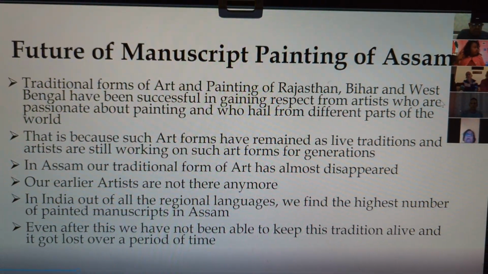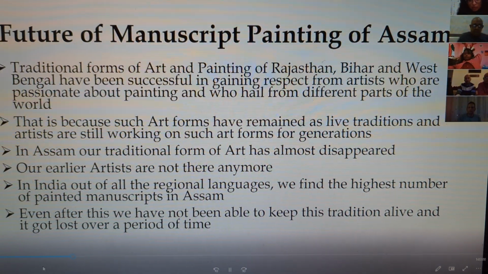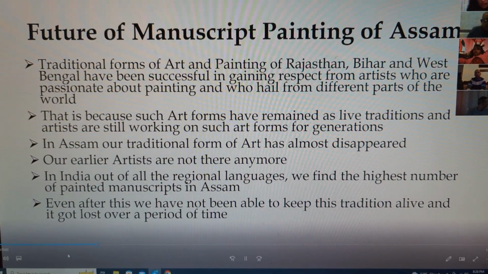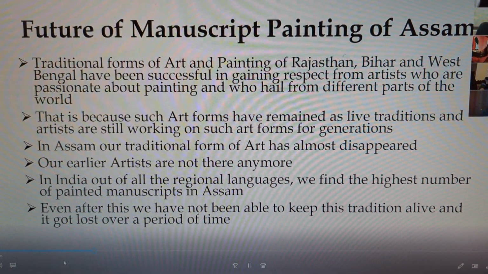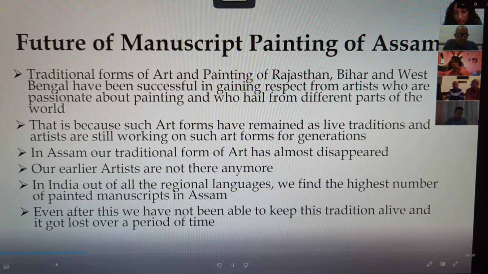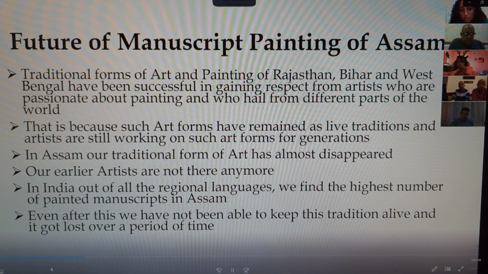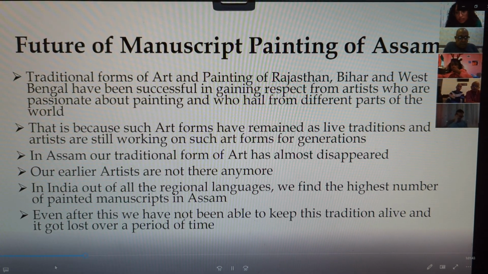So the future of manuscript painting in Assam: our traditional form of art has almost disappeared. Our earlier artists are not there anymore. The last chronicler from Hotra was from Auniyati Hotra, Budindranath Borpathak. He kept his tradition alive. He died a few years back, and now a handful of artists are present in Assam to carry this tradition forward.